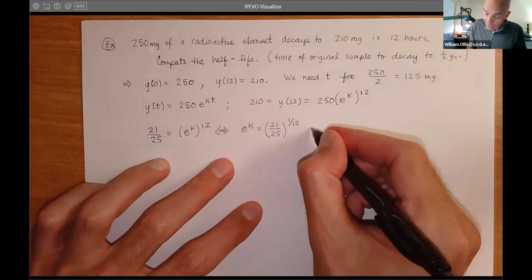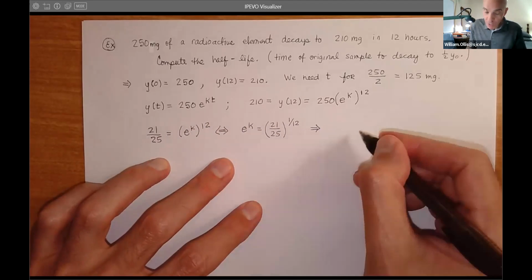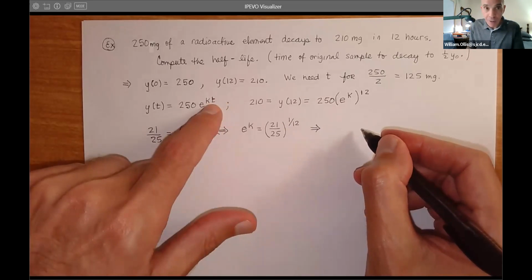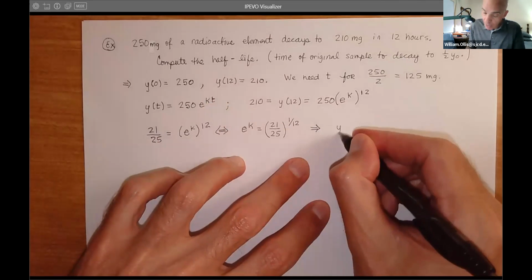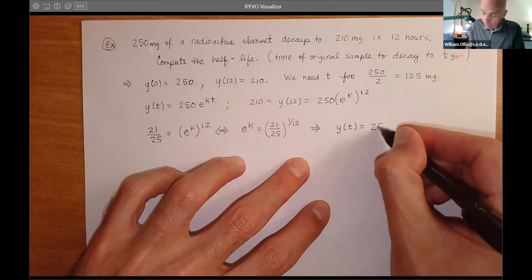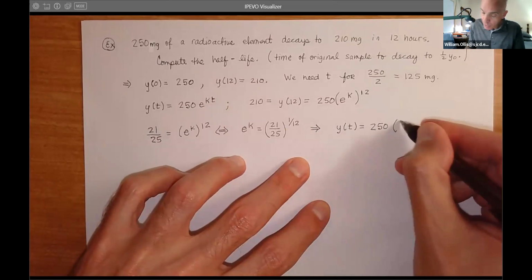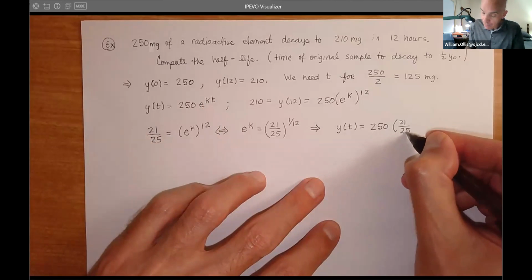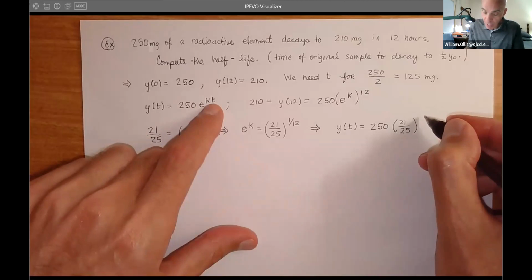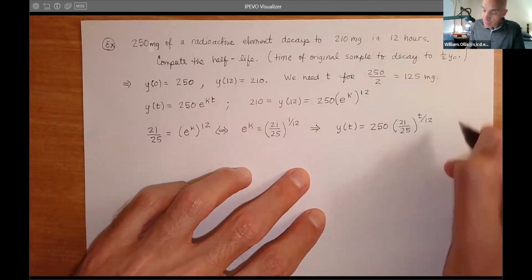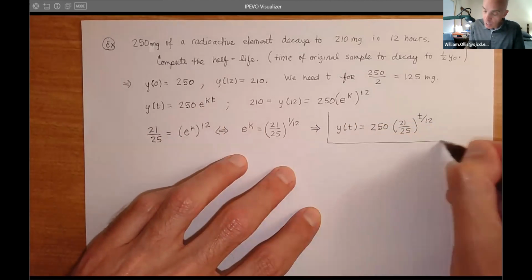So now this implies we can simply change the base here and then multiply the 1 over 12 by the t. So this says y of t equals 250 times 21 over 25, that's the e to the k, to the 1/12, and then we have t times 1/12, which is t over 12. So now we get a predictor model that has no decimals in it.